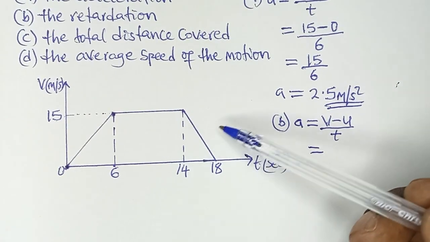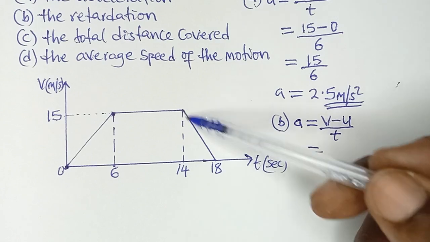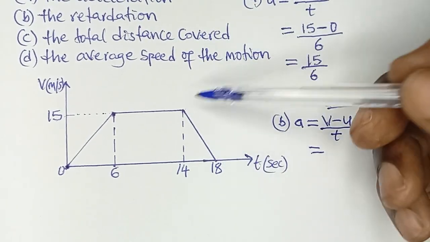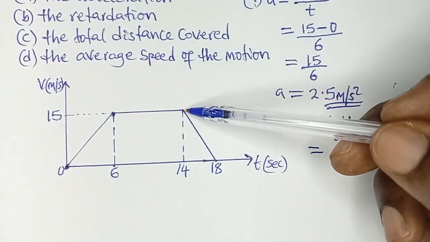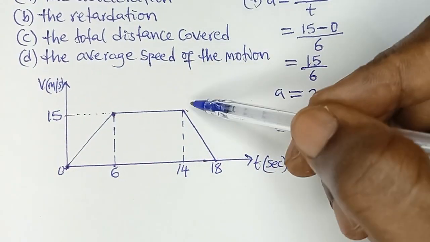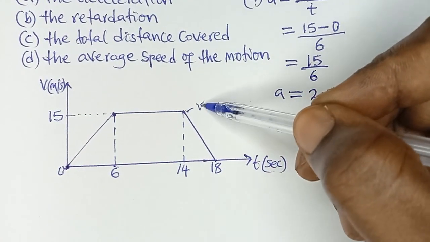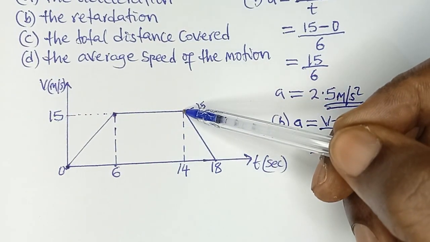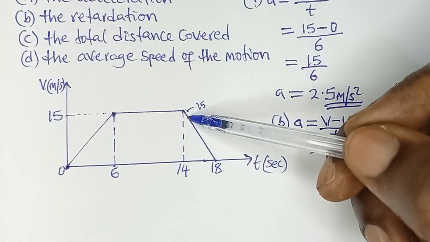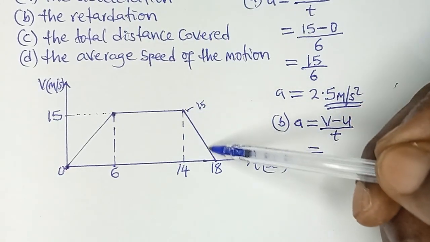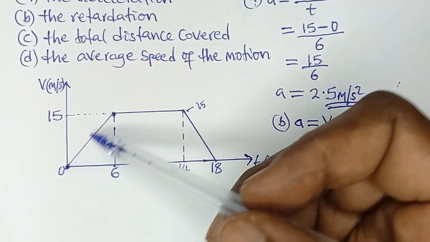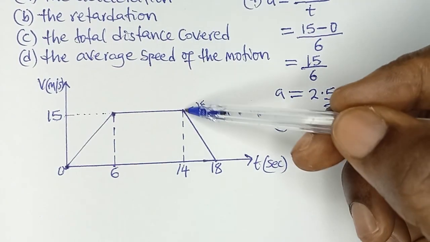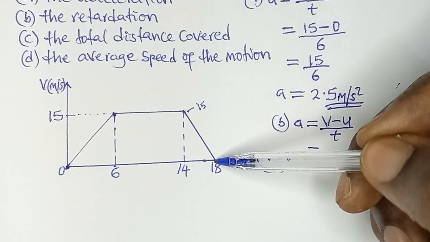So now, this is from the graph, this is the retardation section. So the body was at this level of 15 meters per second. Don't forget, this level is at 15. So at level 15 meters per second, the body started slowing down. Retardation means the act of slowing down. Acceleration means increasing in the speed. So it started slowing down from 15 meters per second and then finally came to this point.